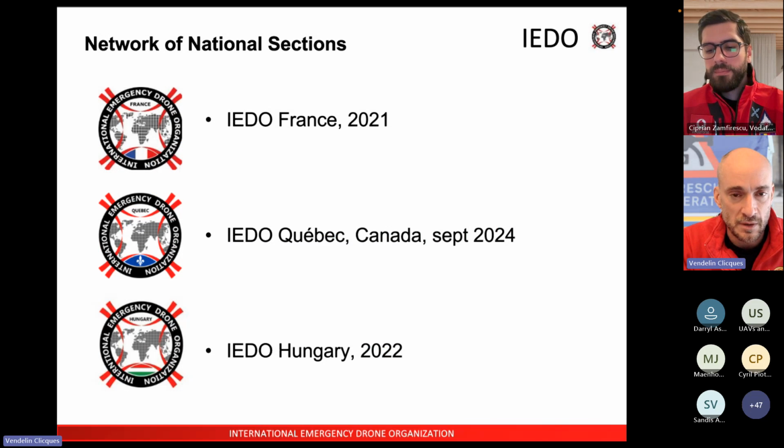Just a few words about IEDO, because today IEDO is divided in plenty of national and local communities. The first national section was IEDO France from 2021. The second was IEDO Hungary from 2022. And the more recent national section is IEDO Quebec from Canada from last September. So it's basically an official national association created and managing a national community to share knowledge about drones for first responders.